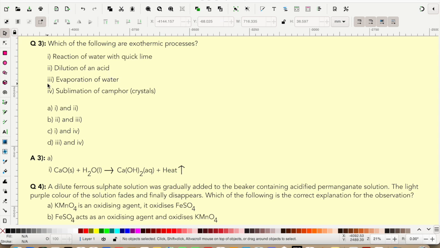Third one is evaporation of water. It is endothermic reaction because water absorbs heat to evaporate. So this is endothermic reaction. Fourth one is sublimation of camphor. Camphor absorbs heat to sublimate. So this also is endothermic reaction. So the correct options are option 1 and 2, and the correct choice is A, which says 1 and 2 are correct.